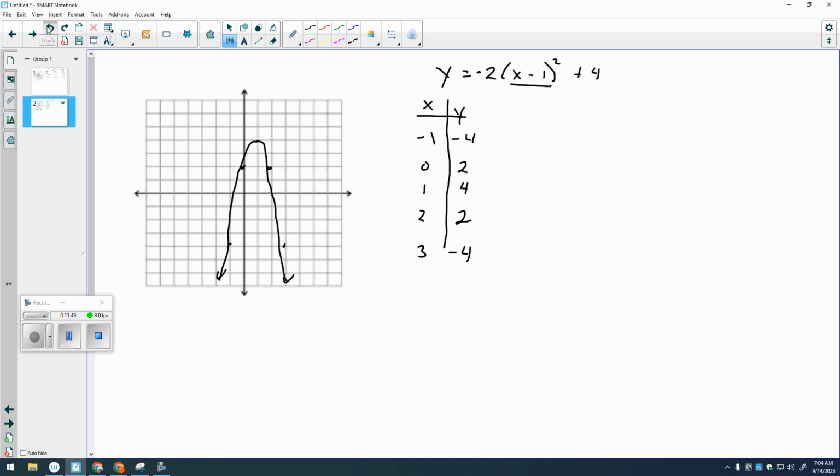Okay, next question is, why is it upside down? So it's upside down because of the negative. See if I can talk and draw at the same time. I cannot. It's upside down because of the negative, and it's steeper because of the 2. Hopefully when you draw on paper and not on a tablet, it's easier. So it's steeper because of the 2, or narrower, and it's upside down because of the negative sign. Let's do one more.